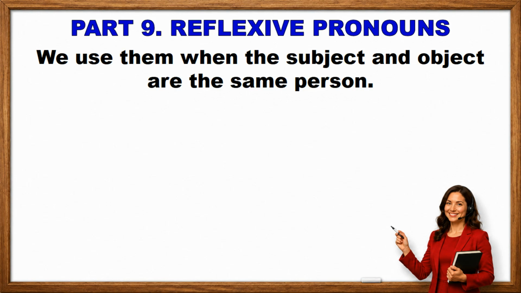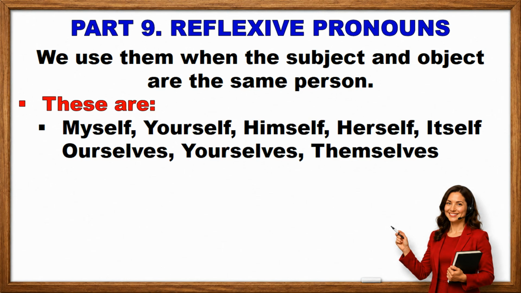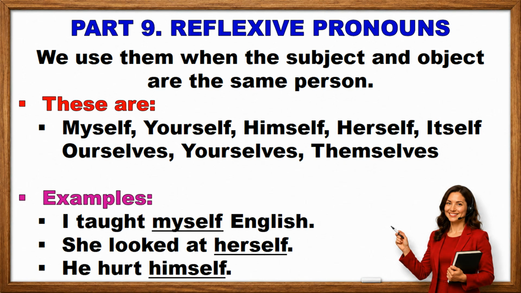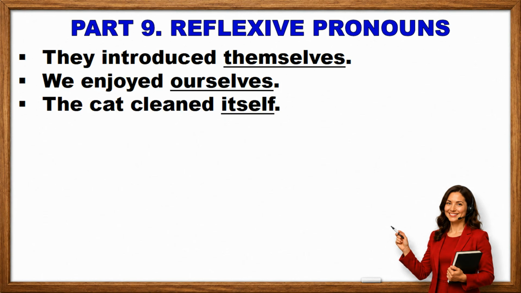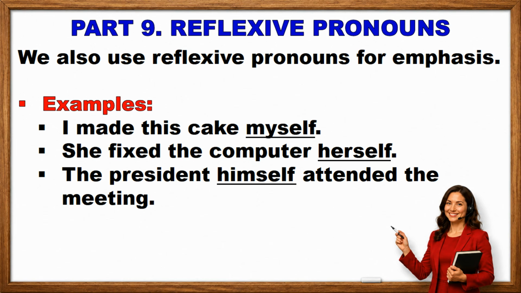Part 9. Reflexive pronouns. Now let's learn reflexive pronouns. We use them when the subject and object are the same person. These are myself, yourself, himself, herself, itself, ourselves, yourselves, themselves. Examples: I taught myself English. She looked at herself. He hurt himself. They introduced themselves. We enjoyed ourselves. The cat cleaned itself.